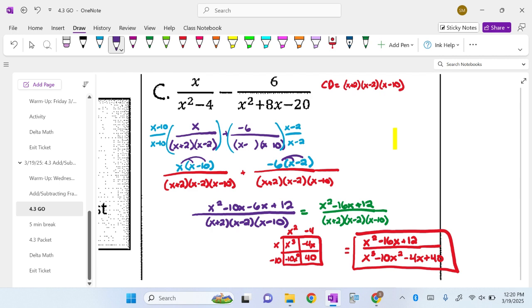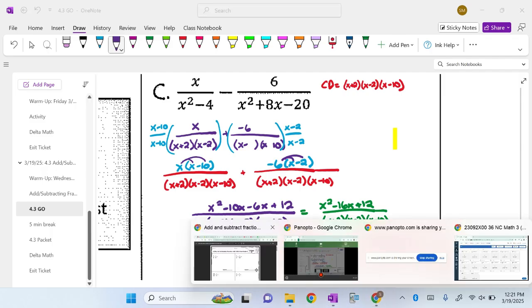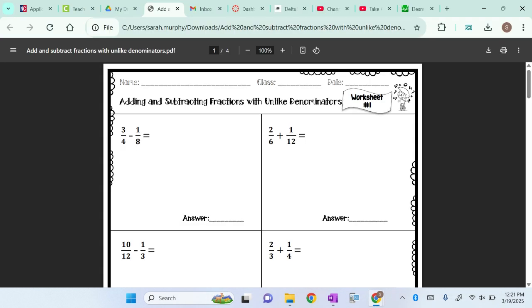Okay, so go ahead and take your 5-minute break. If you need to use the restroom, just be back before then. And then if you're staying in here, just go ahead and take out your Chromebook, log on to Delta Math. We're going to do a couple more problems together. So go ahead, take your 5-minute break. I'll go ahead and start the timer.